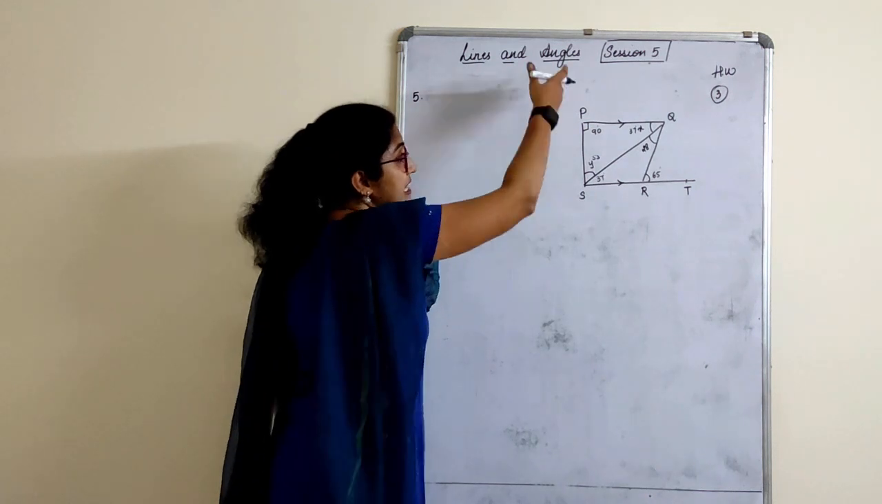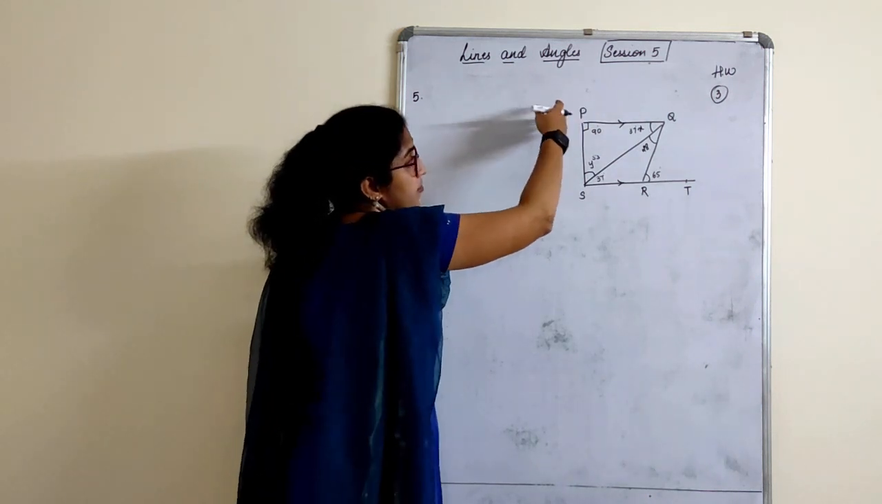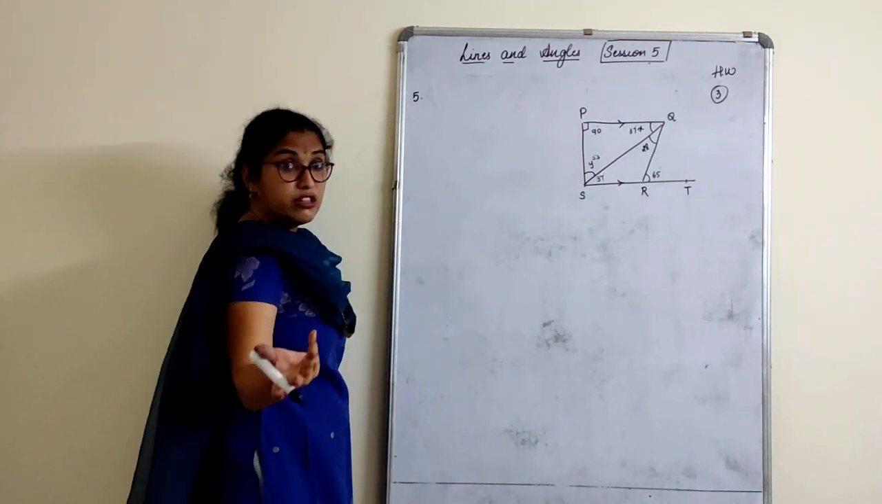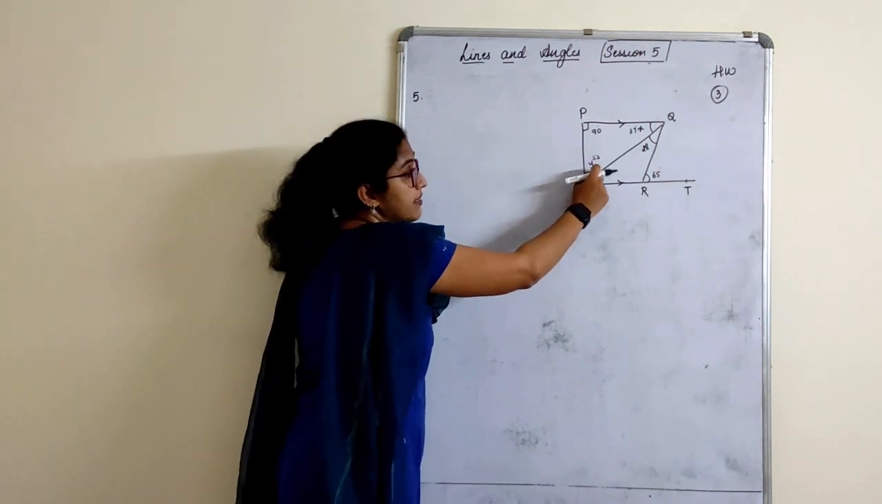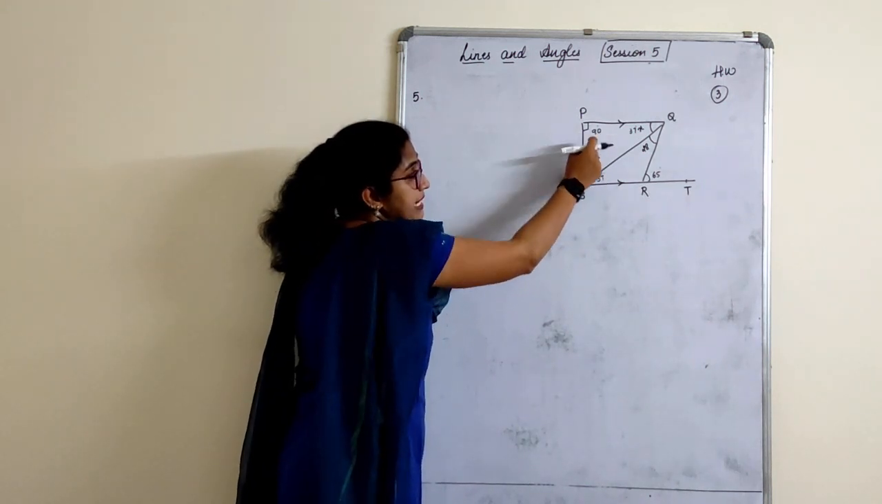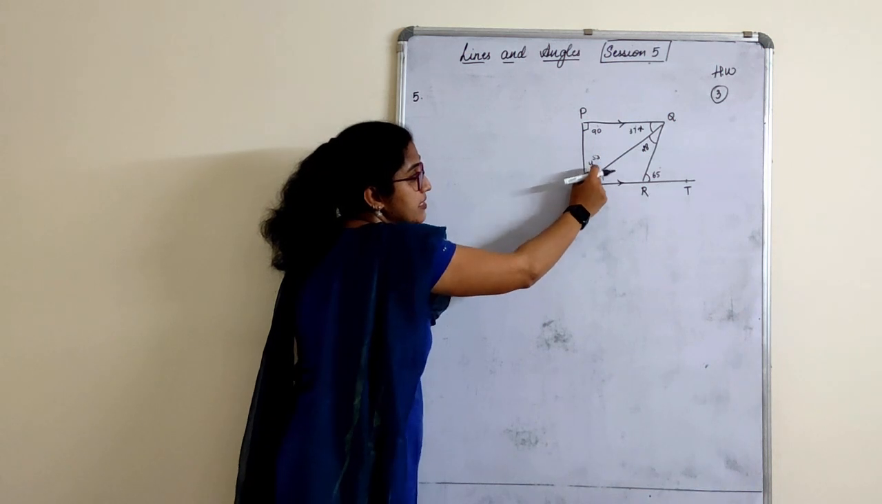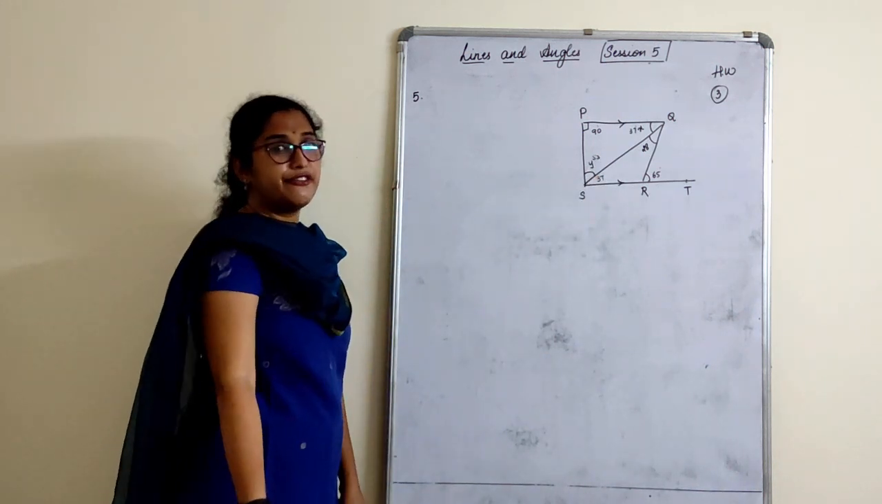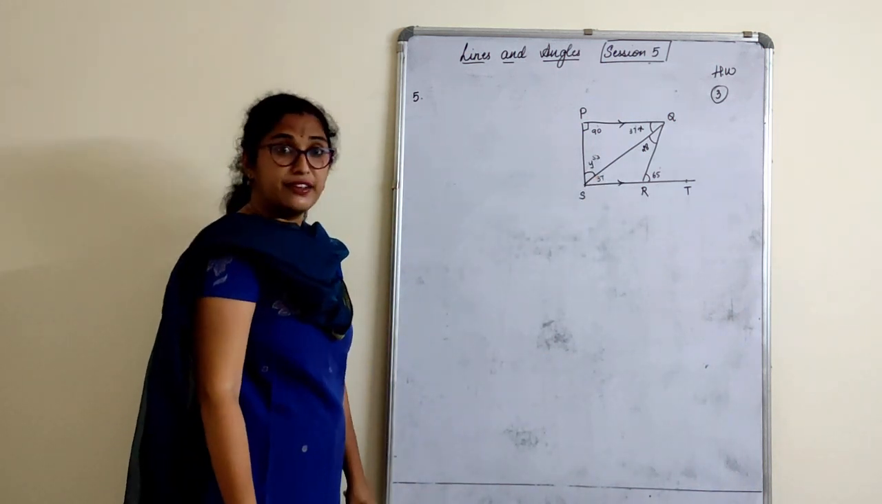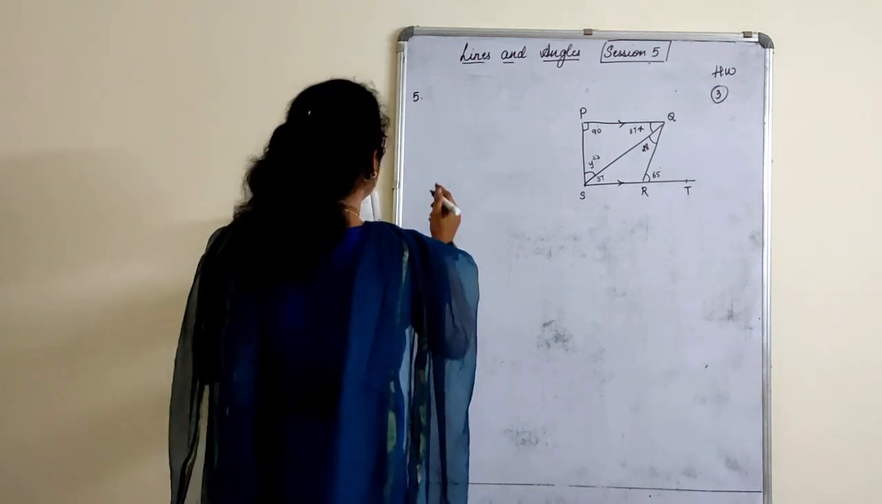Or you can say they are interior angles on the same side of transversal. That way also you can use. So if you have used that, these two together should be 90 because 90, 90, 180. 53, 37 will give you 90. So many different ways to find angle X and Y, right? Let's quickly start with it.